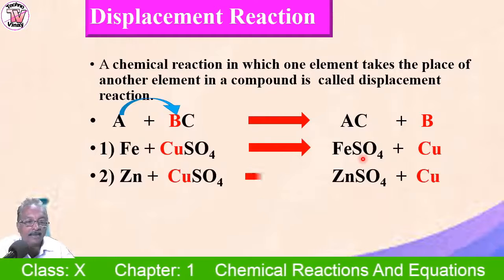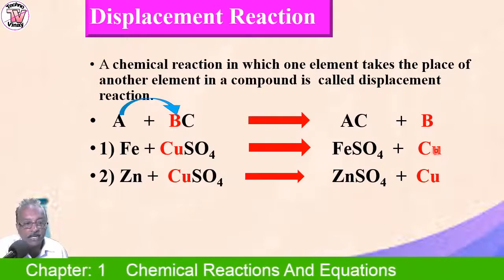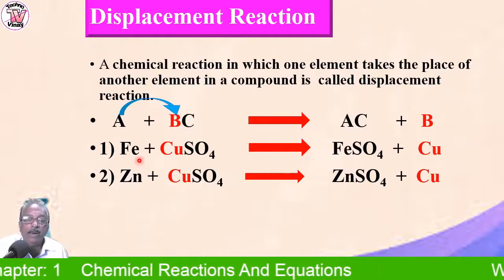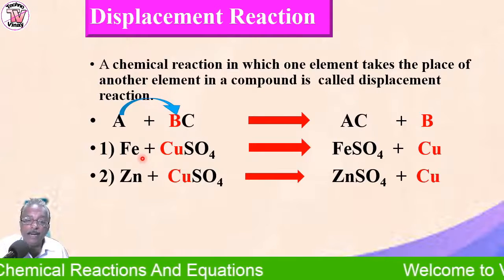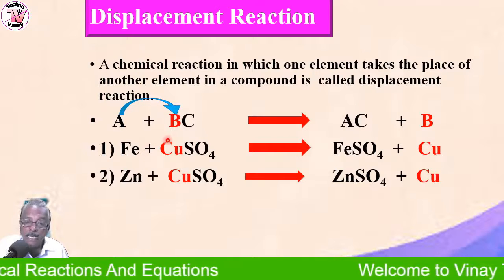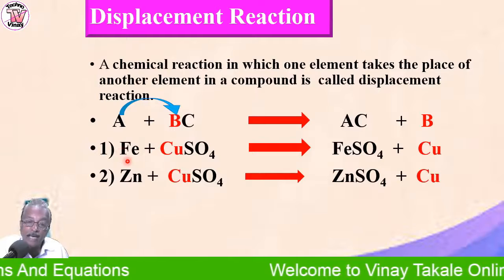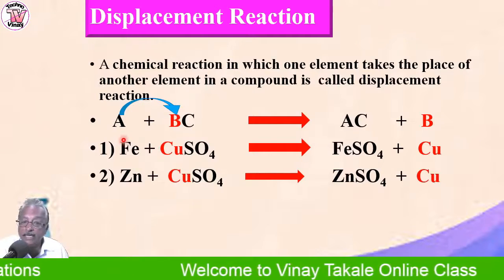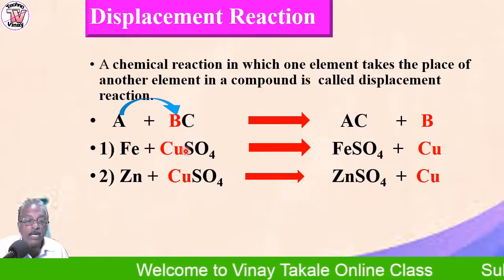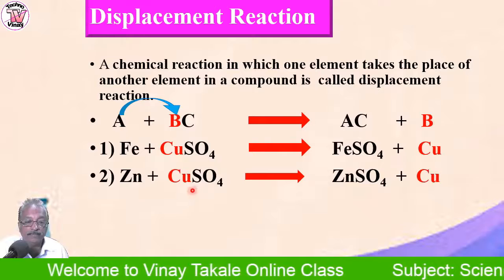FeSO4, that is iron sulfate, and copper is deposited on the surface of iron here. Now in this case, a highly reactive element displaces a less reactive element. If you see the activity series, iron, Fe, is more reactive than copper, so iron is going to displace copper from copper sulfate solution, and hence it forms a green color ferrous sulfate solution.